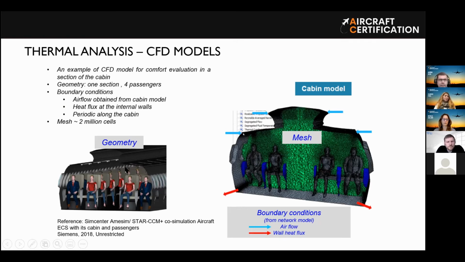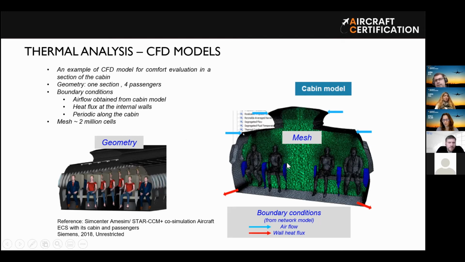You can see an image here of the cabin with the passengers, with the details of the seats and the windows. In that case, we are not using just simple nodes, but we have to build what we call a finite volume mesh. You can see an example of this mesh here. And this mesh can have many million elements, because we really want to have details. This is just to give you an idea.